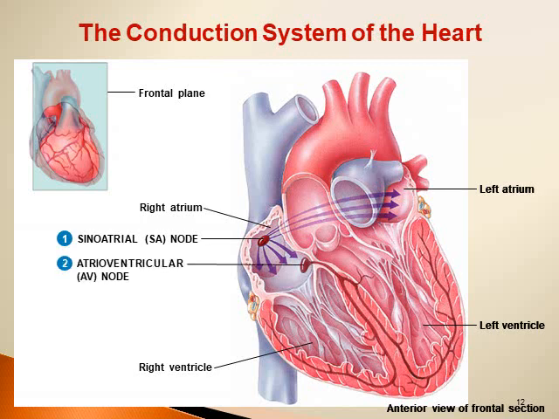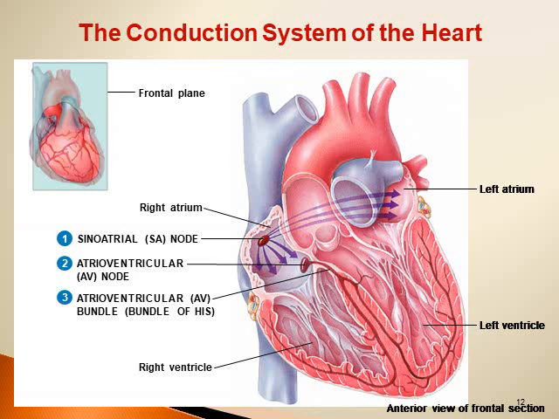The next group of autorhythmic fibers are present at the junction between the atria and the ventricles, and that's why we call it the atrioventricular node, or AV node. Then a group of fibers will form a bundle that will connect the atria with the ventricles. As I said, the atria are electrically isolated from the ventricles by the fibrous skeleton of the heart, and this bundle of fibers, called the atrioventricular bundle, is the only electrical connection between the atria and the ventricles.